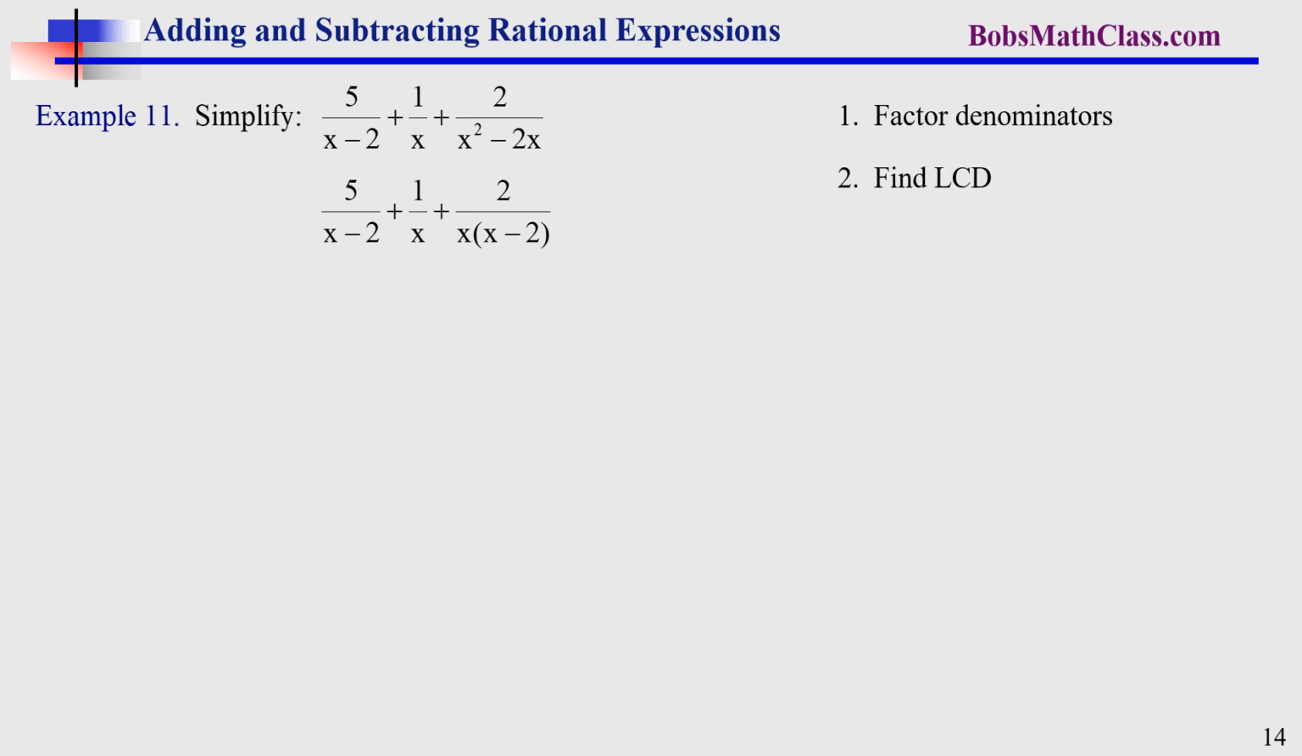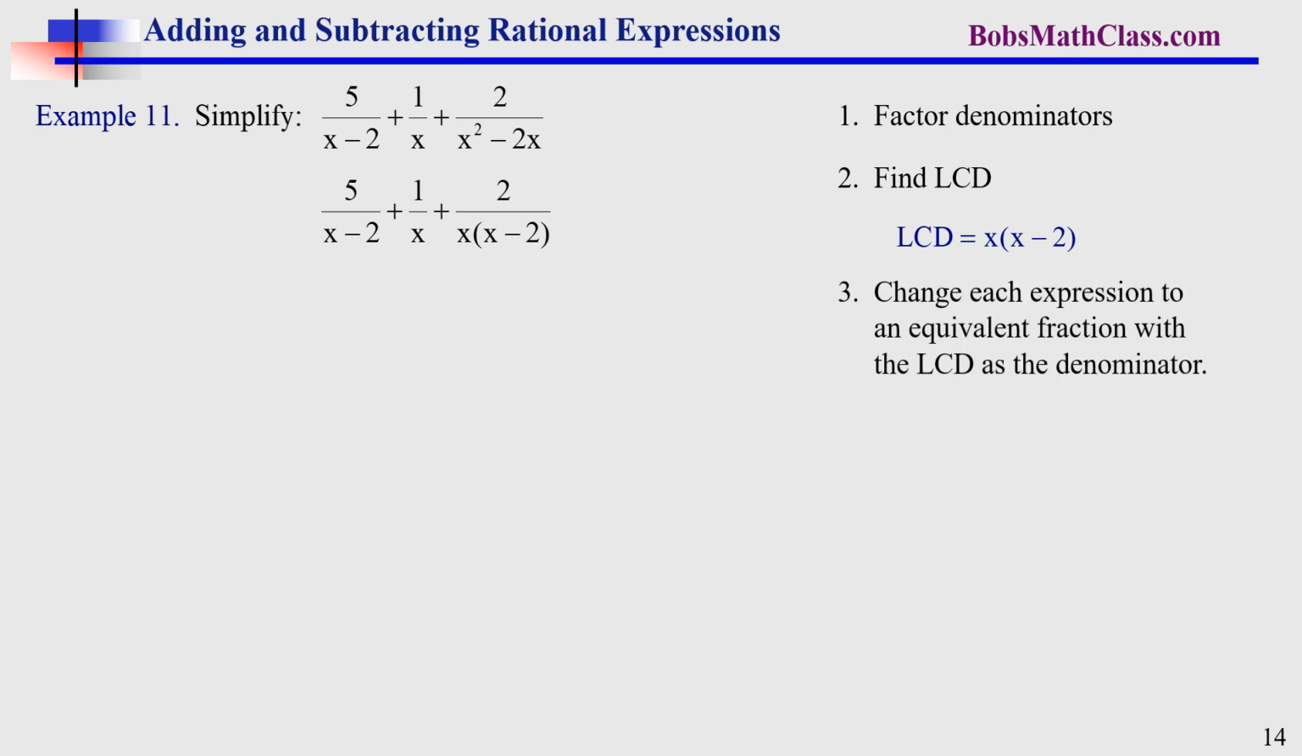Okay, now our LCD. Let's see, we're going to need an x. The most x's is just 1, so it's just x. And then we're also going to need an x minus 2. So x and x minus 2. That covers everything, right? Okay, so the first fraction, that one needs an x. The second fraction, that one needs an x minus 2. And the third fraction doesn't need anything.